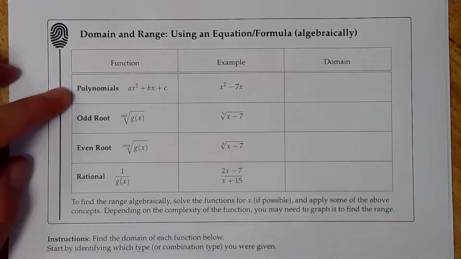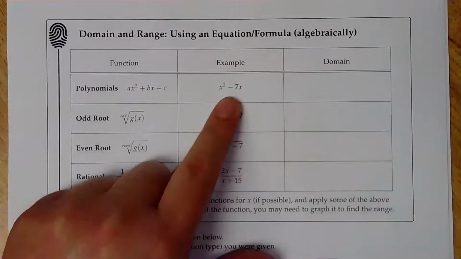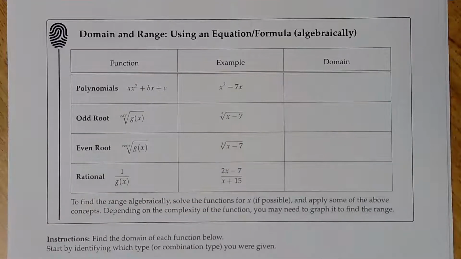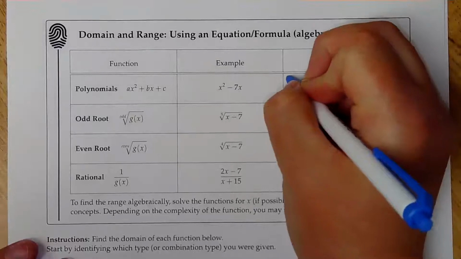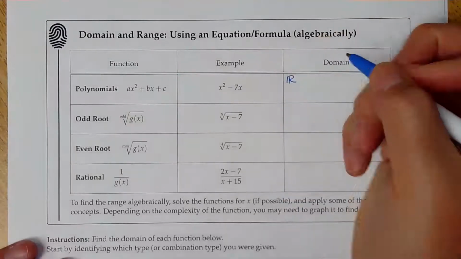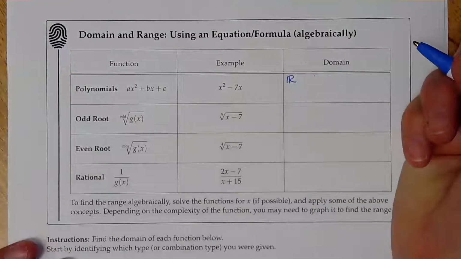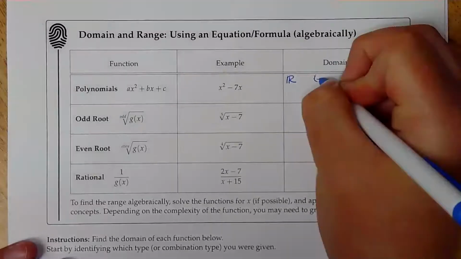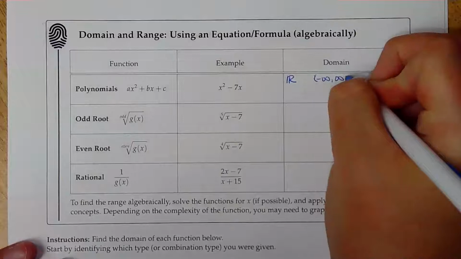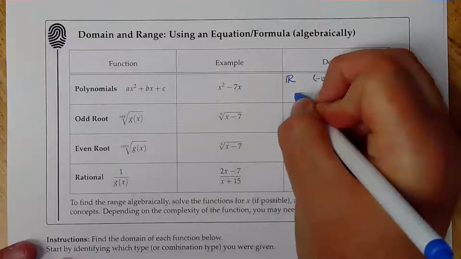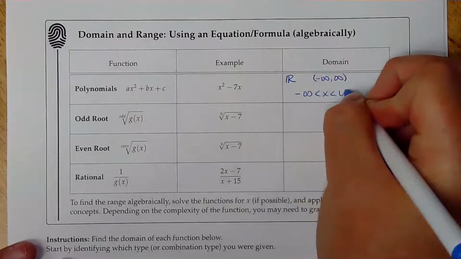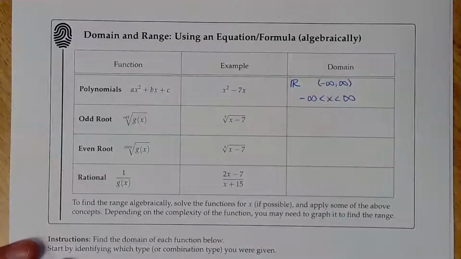So polynomials, so those are things like x squared minus 7x, something of that nature. The domain for those, so all of the x values you're allowed to put in, would be all real numbers. You can put any negative, positive, 0, anything like that in there is fine. So you can write that as the R for all real numbers. You could do negative infinity to positive infinity. You could do negative infinity less than x, less than infinity. Any of those will work.